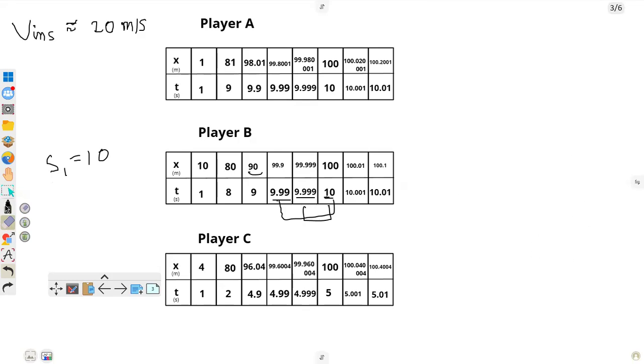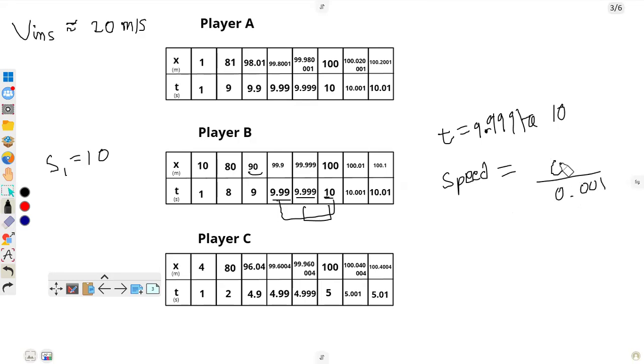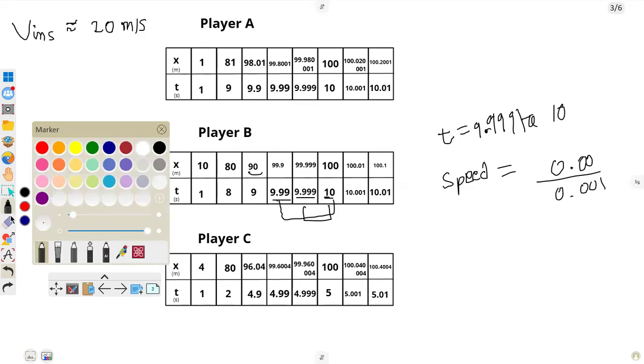It's easy. Our speed from t is equal to 9.999 to 10 will actually be 0.001 over 0.00. Wait, have I made a mistake? Am I making a mistake somewhere? I think x should be equal to 99.99, right? So there's a mistake in our data.